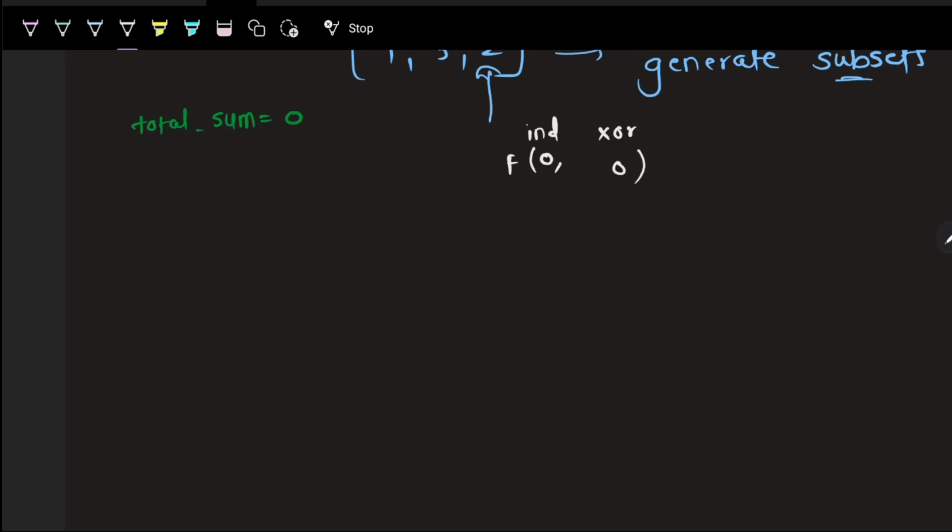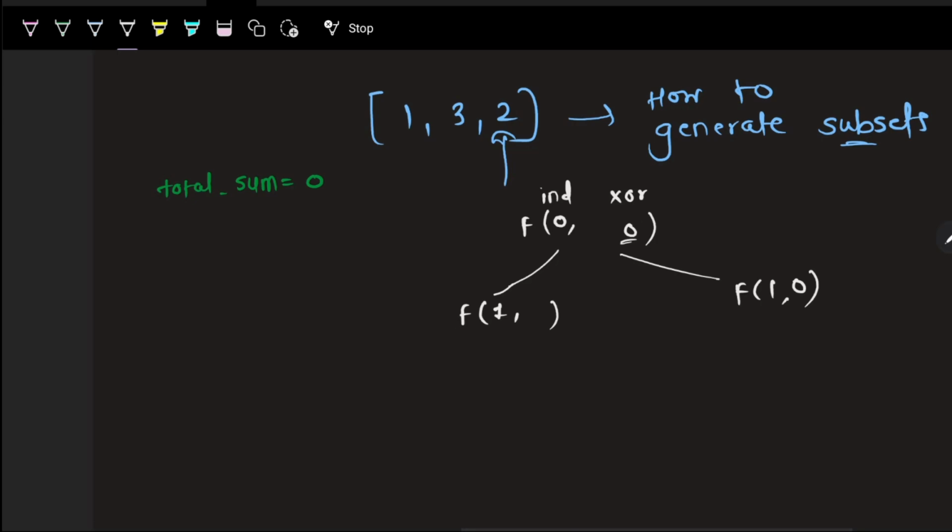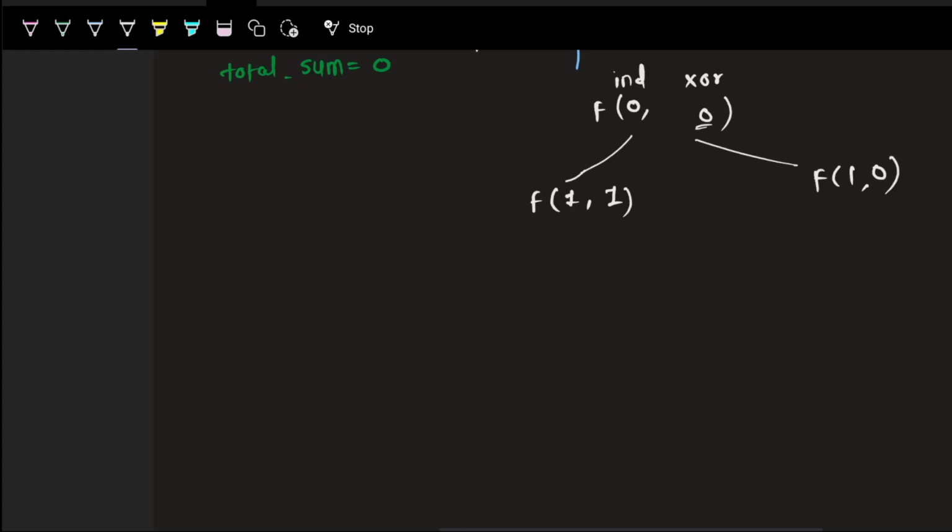Now I have two choices: either take it, so I will go to the next index and update the XOR, or not take it, so I will go to the next index and I will not update XOR, I will keep it as it is. If I am taking the 0th element, that is 1, then 0 XOR 1 is 1, so it will be updated. Makes sense? And in recursion we first solve the left subtree, so this is what I will do. Again, I have two choices: go to the second index and do something, or go to the second index and do nothing, keep it as it is. Makes sense?